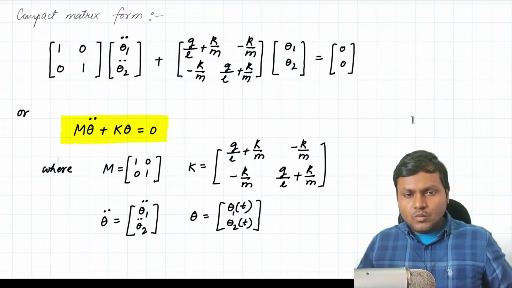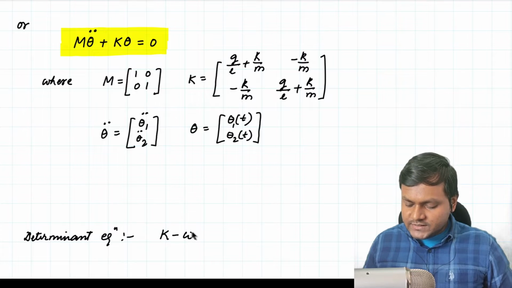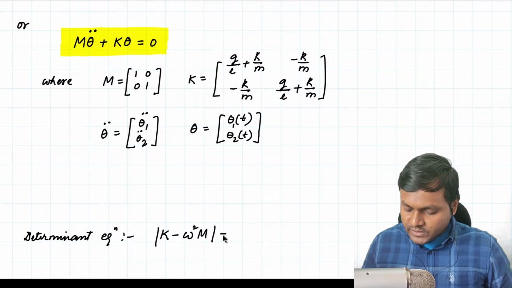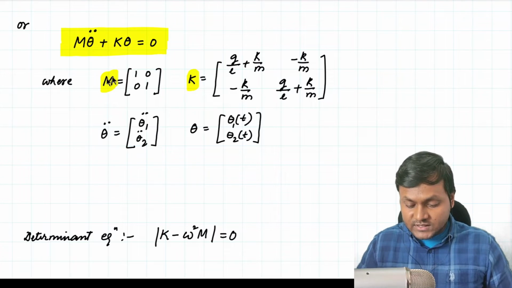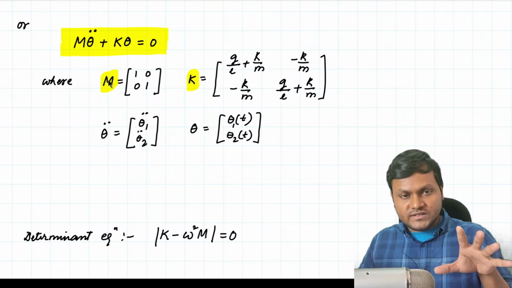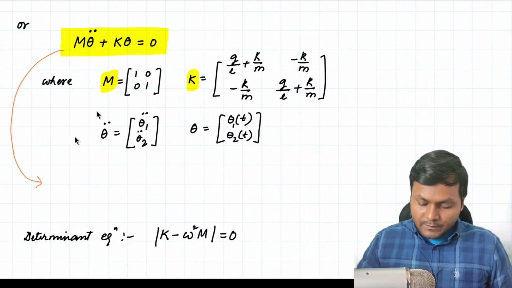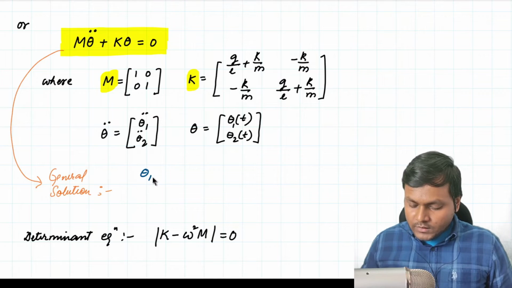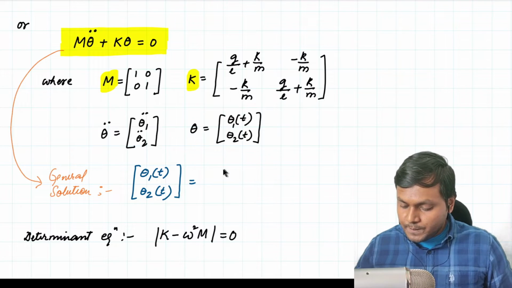We can find out the solution of this kind of differential equation by solving what is known as the determinant equation, which is the determinant of k minus omega square m equal to 0. So k here is, of course, this matrix, m here is this. What is omega? Omega are the distinct frequencies which are solutions of this matrix equation. In fact, the general solution of this kind of matrix equation can be written as theta1(t) and theta2(t) is simply equal to some kind of a constant.